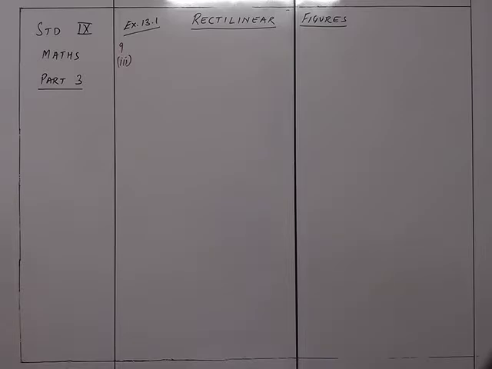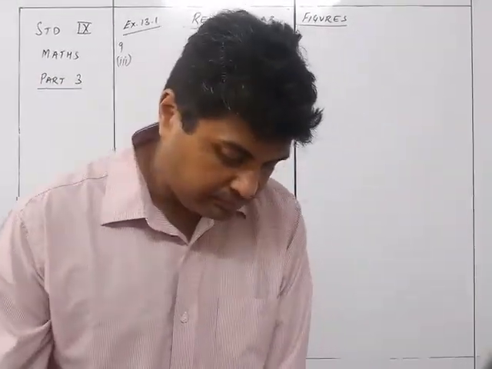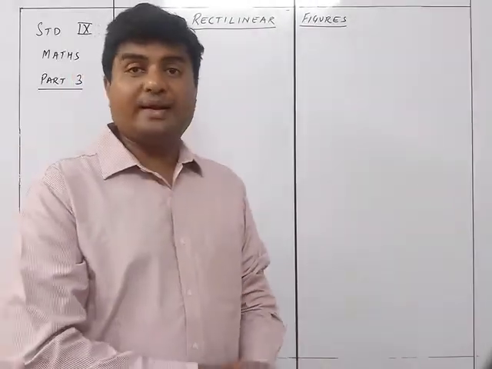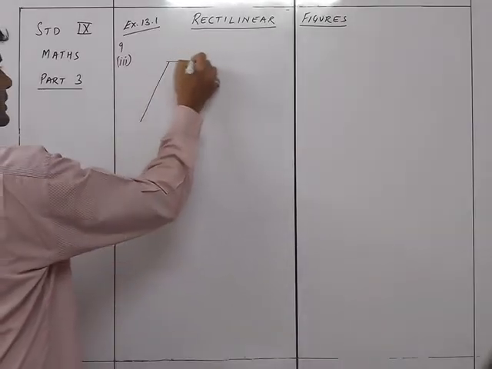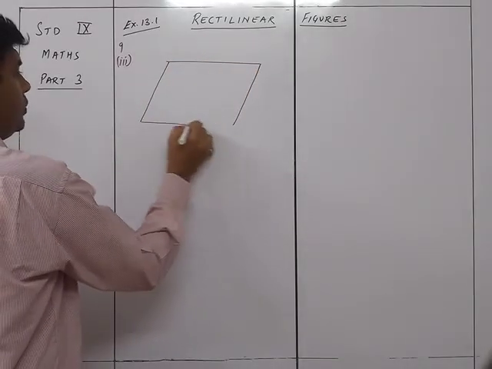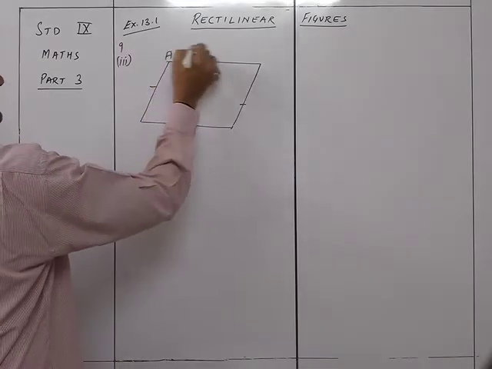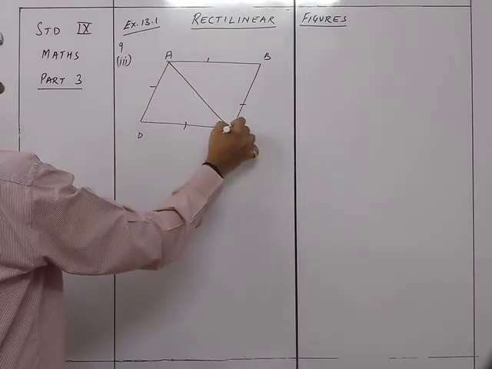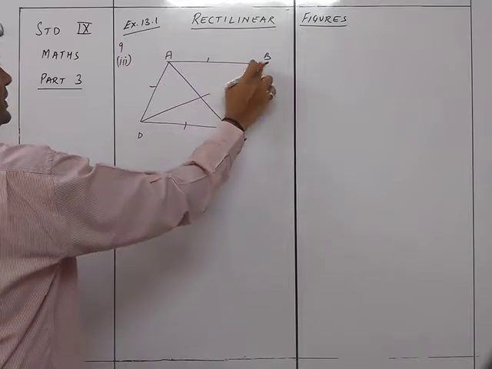So we continue with sum number 9, part 3. If the diagonals of the rhombus are equal, prove that it is a square. So it's given to us that this is a rhombus, all sides equal. It is given that ABCD is a rhombus, and the diagonals are equal.